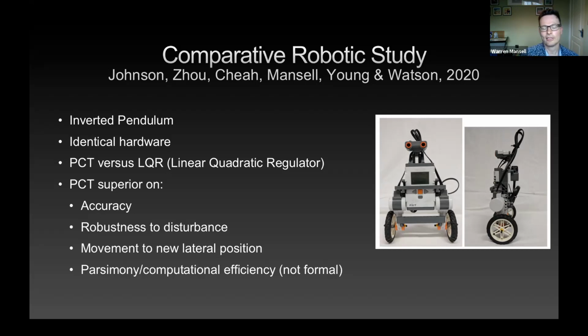When we did that, the PCT controller was superior in various ways. Now, we need to step back because the idea of this was to test its plausibility. But in the metrics that we had, we got better accuracy from the PCT controller, greater robustness to an unpredictable disturbance, and the ability to move to a new lateral position whilst keeping standing near vertical, which the competing controller didn't. And we did this in an architecture that took much less computational power, although we didn't test that formally.